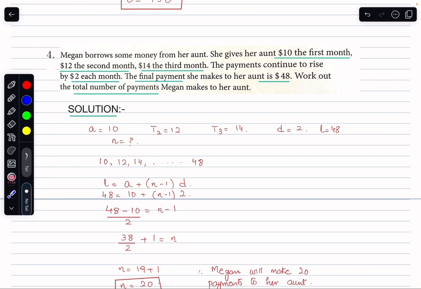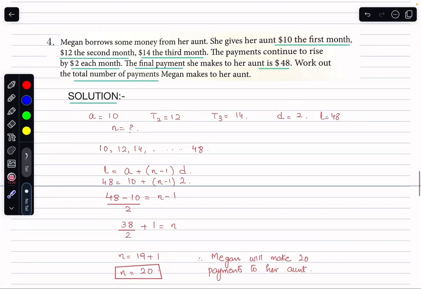The final payment she makes to her aunt is $48. It's going to be the last term in the sequence, which is going to be the final payment, and this equals 48. So L equals 48. Work out the total number of payments, meaning it's the n that we have to find out that she makes to her aunt. So if I make it a series, I can say it's 10, 12, 14, and so on, up till the last payment that she makes, which is 48.